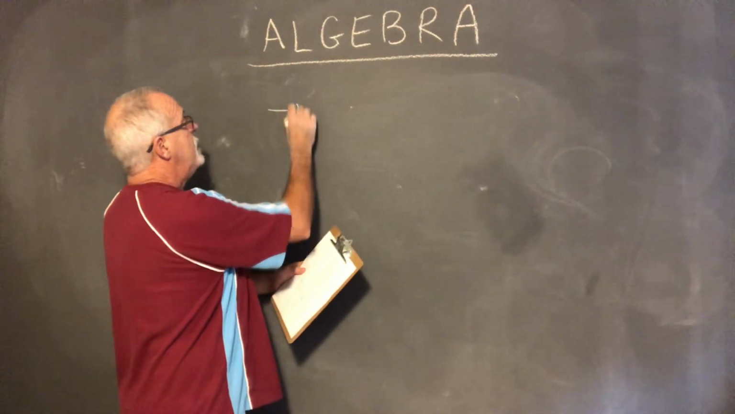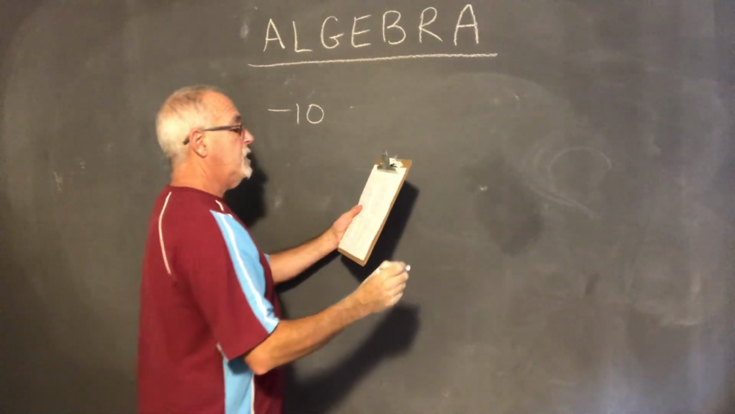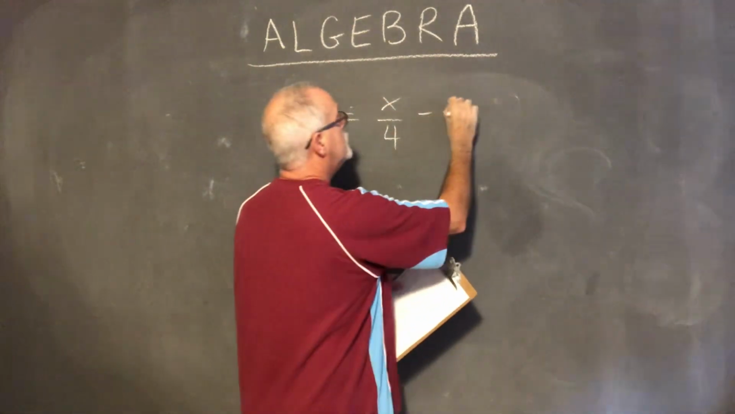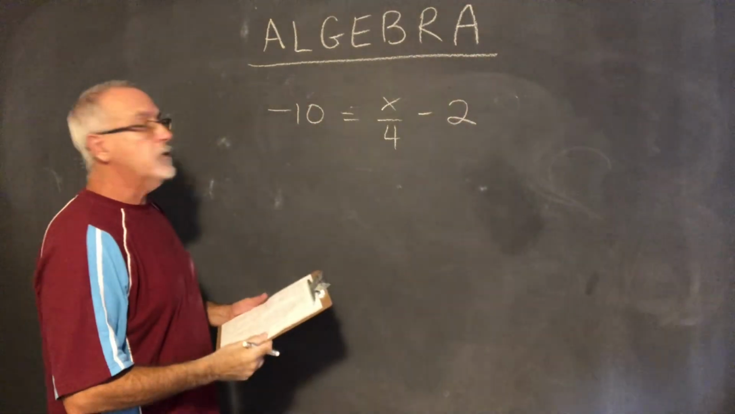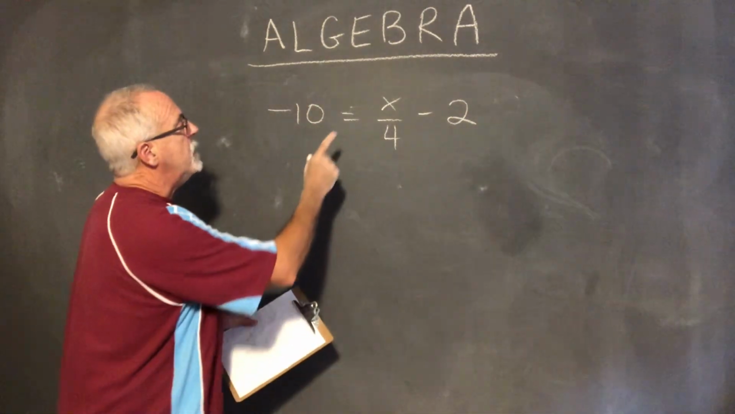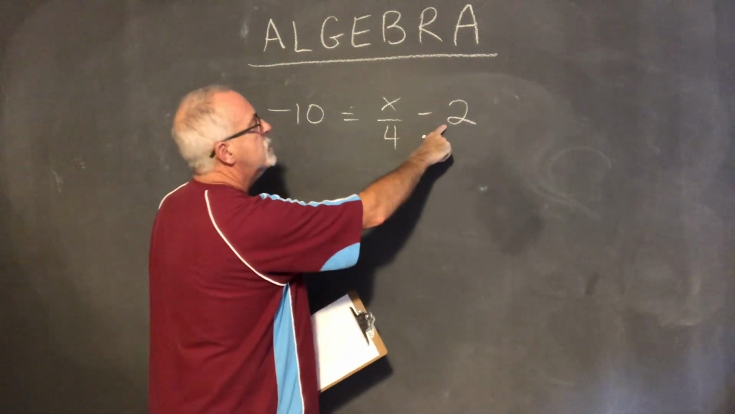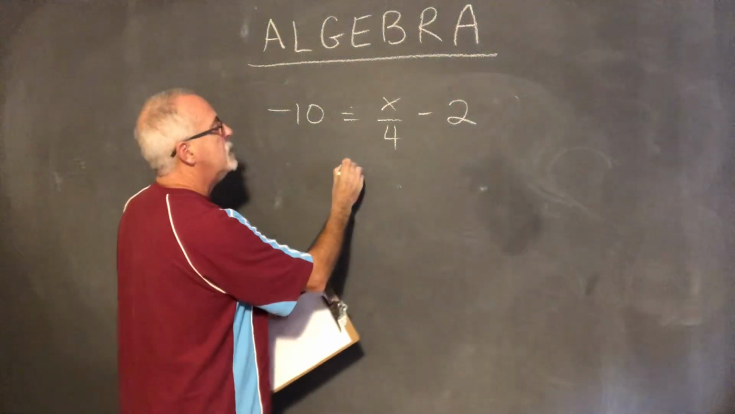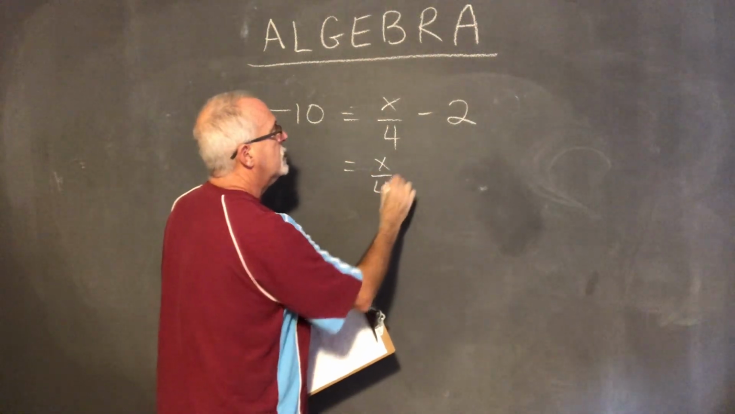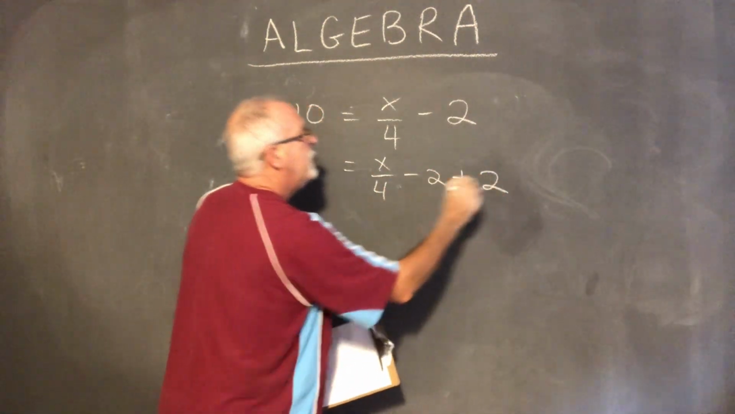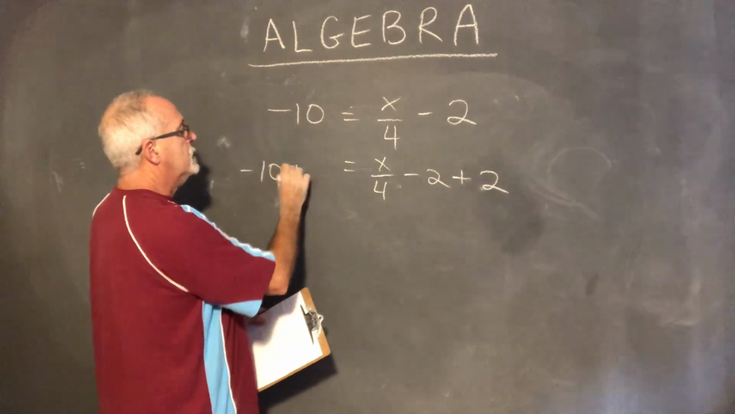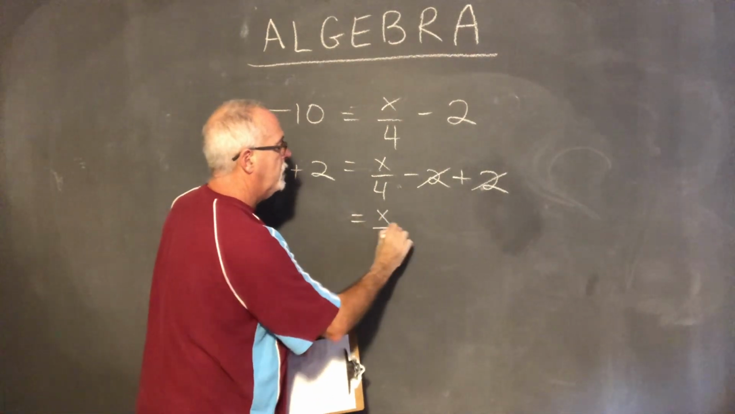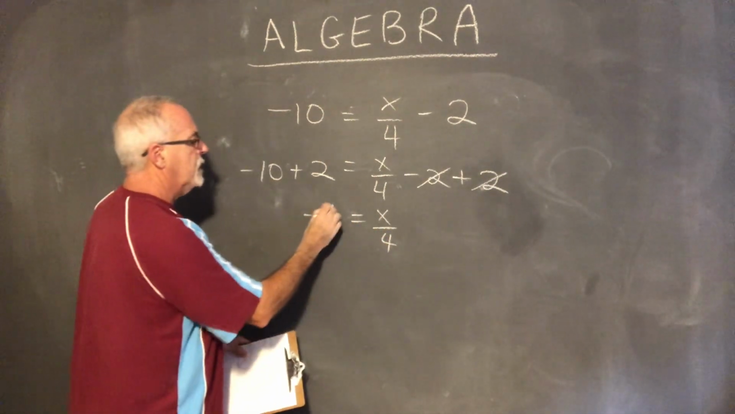So, negative 10 equals x over 4 minus 2. I'm glad we're doing a lot of practice of ones like this. Okay, the first thing I want to do is get rid of the minus 2, the 2 that's being subtracted from this fraction that has my x in it. So the opposite of subtracting a 2 is adding a 2. If I'm doing that over there, I have to do it on this side as well. These cancel. We have x over 4 over here, and negative 10 plus 2 is negative 8.